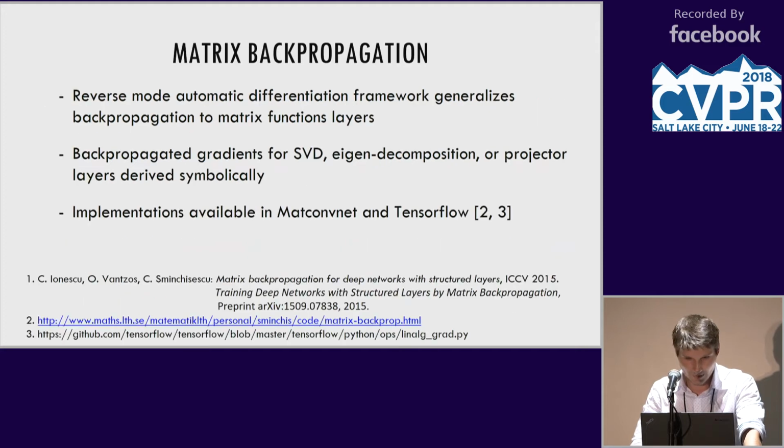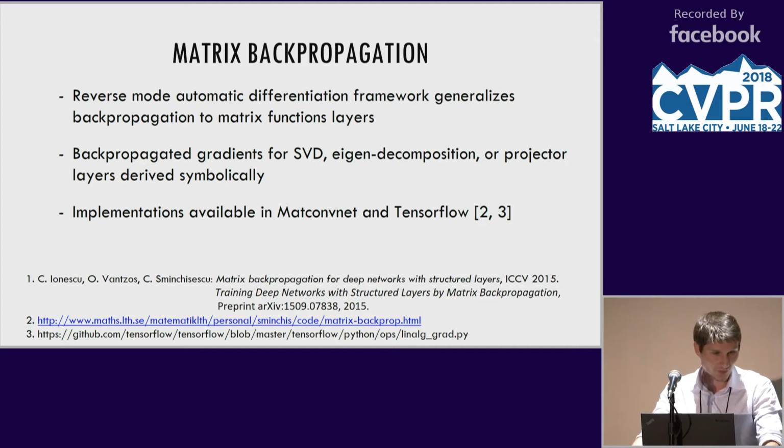We rely on the framework of matrix backpropagation previously introduced by Ionescu et al. These represent a generalization of backprop to matrix functions and global layers such as SVD or eigendecomposition. The framework preserves the convenient nature of computing derivatives in reverse accumulation mode as in standard backprop and offers symbolic derivation for layers like eigendecomposition. This is likely to become important when physical constraints in computer vision are integrated within deep models for efficient weakly supervised learning. Implementations of matrix backprop are available in MatConvNet and TensorFlow.